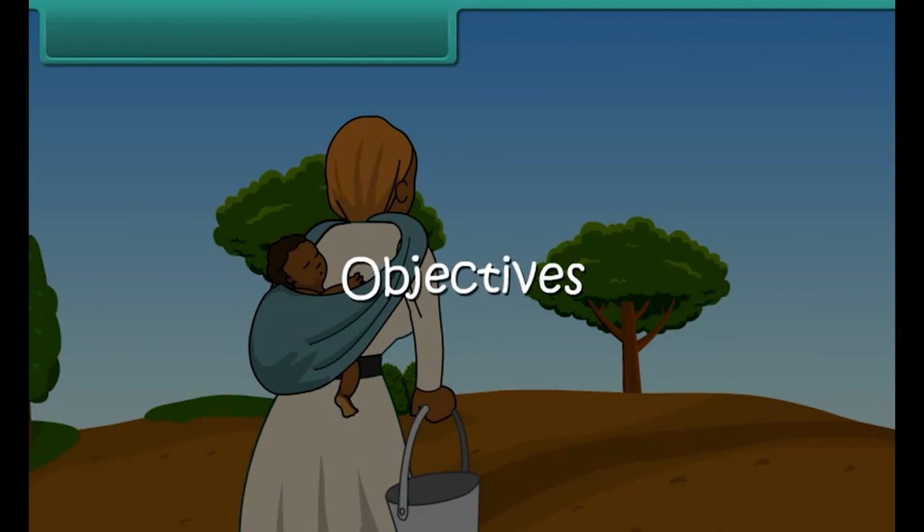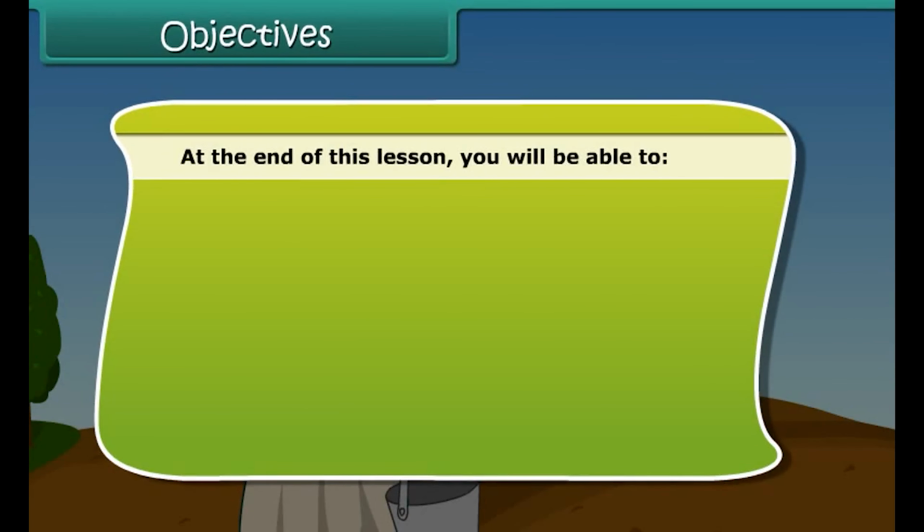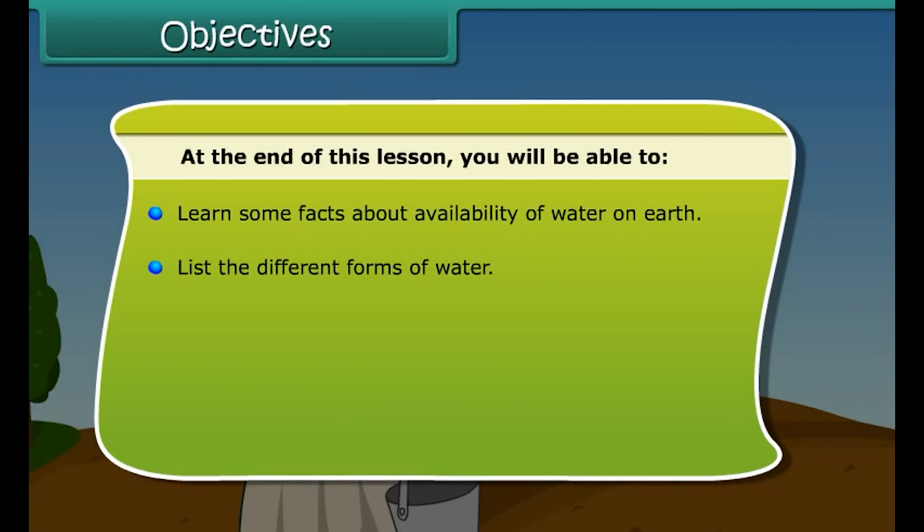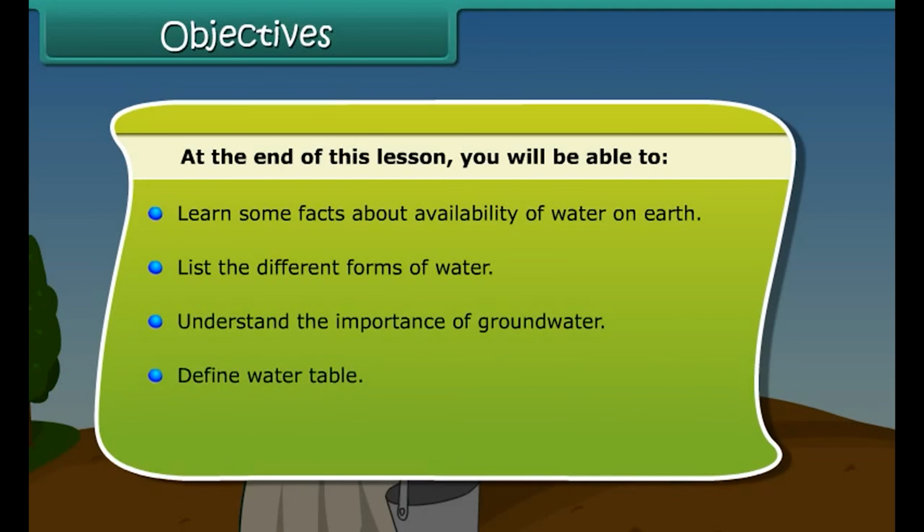Objectives. At the end of this lesson, you will be able to learn some facts about availability of water on earth, list the different forms of water, understand the importance of groundwater, define water table, list the factors that lead to the depletion of water table.